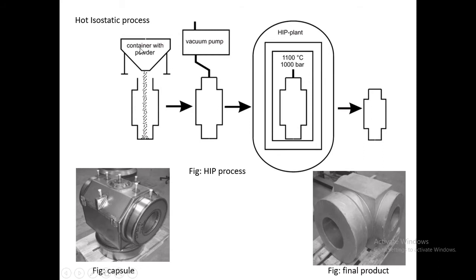In stage 1, a container with powder is being used to fill the capsule. This is the capsule, which is made from sheet metal. This capsule defines the shape and size of the product to be developed by this process. Usually the capsule is stick welded to ensure gas-tight welds of high quality.